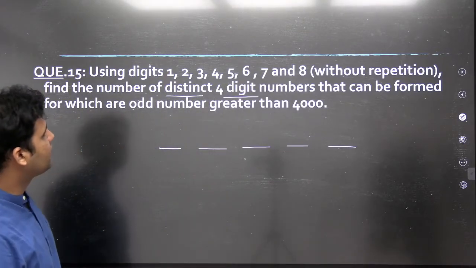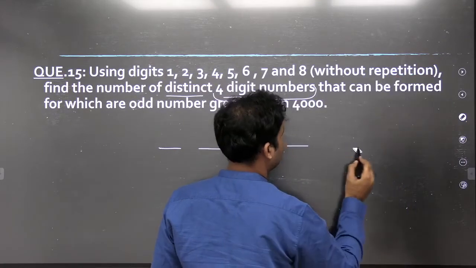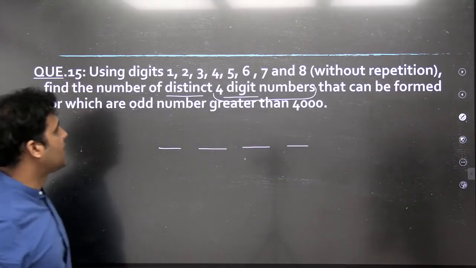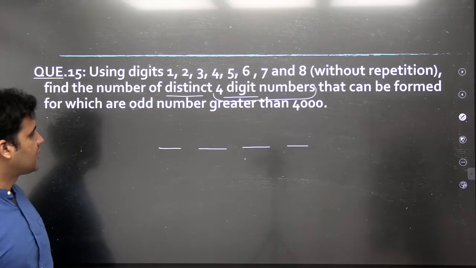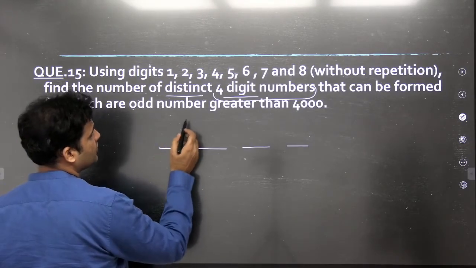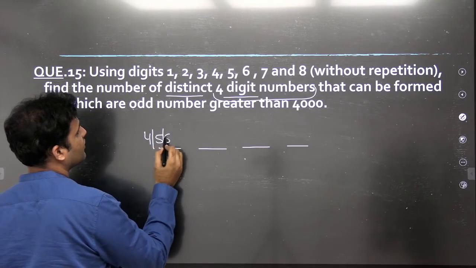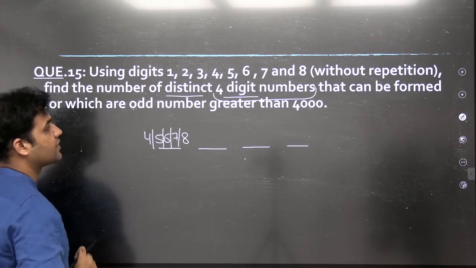What I'm supposed to make is a 4-digit number, guys. The number has to be a 4-digit number, and I can use any of the digits 1, 2, 3, 4, 5, 6, 7 and 8. It should be greater than 4000. If it should be greater than 4000, guys, the first place can be filled with 4, 5, 6, 7 or 8. That means this position can be filled in 5 ways.